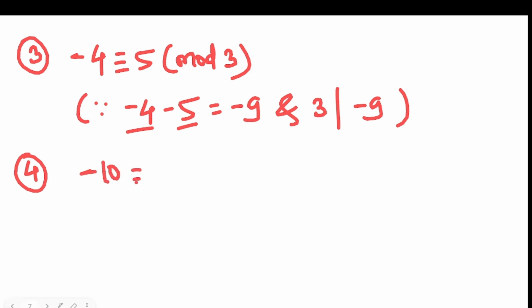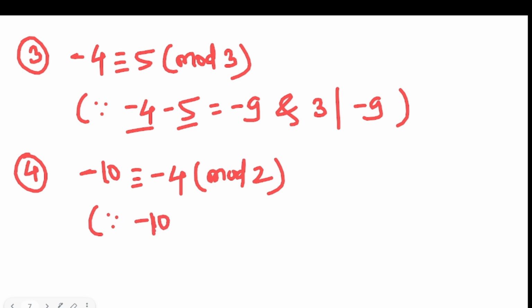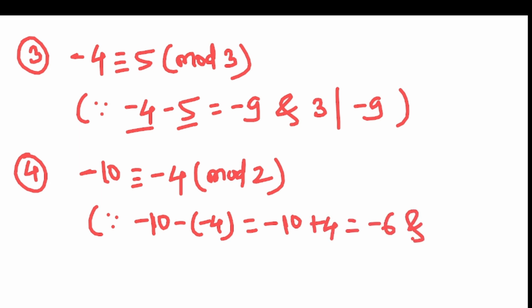Minus 10 is congruent to minus 4 modulo 2 because minus 10 minus minus 4 is equal to minus 10 plus 4, which is minus 6, and 2 divides minus 6. So minus 10 is congruent to minus 4 modulo 2.